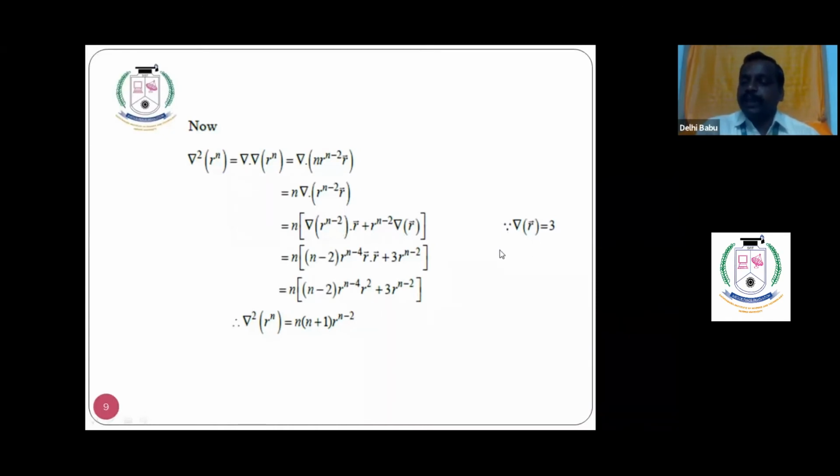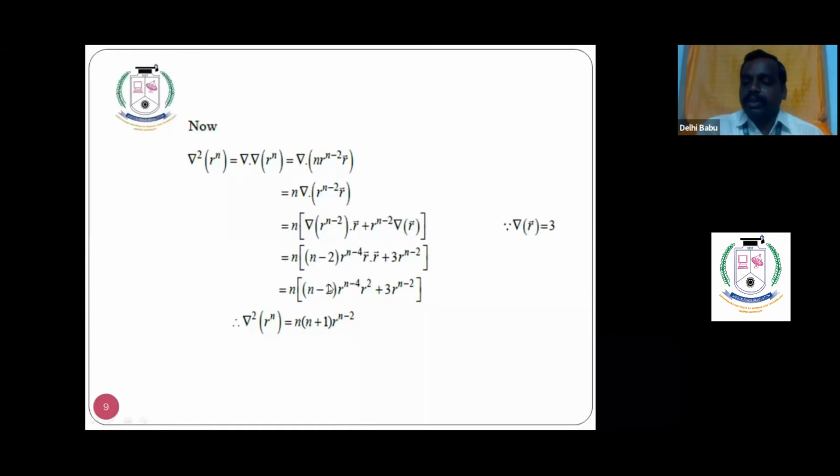That means x with respect to x is 1, y with respect to y is 1, z with respect to z is 1. So 1 plus 1 plus 1, which is 3. So instead of del r vector, I will write it as 3. Now r vector dot r vector. What is a vector dot a vector? Which is a square. In the same way, r vector dot r vector is r square.